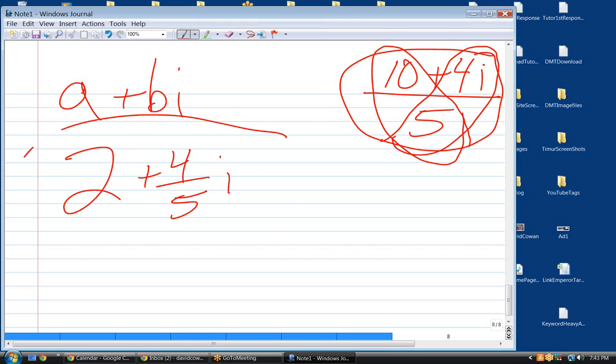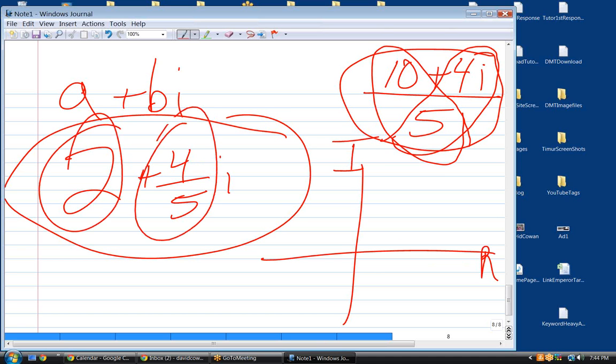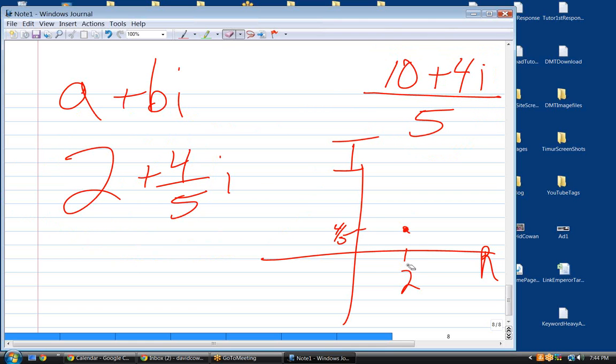And that's why they sometimes want it like that, because you can graph imaginary numbers, and you use the horizontal axis as the real axis, the vertical axis is the imaginary axis, and what you plot are those two numbers. In other words, when the real is 2, the imaginary is 4/5. So that point would be in this graph. That's the importance of a plus bi format, is it allows you to graph it a little easier.